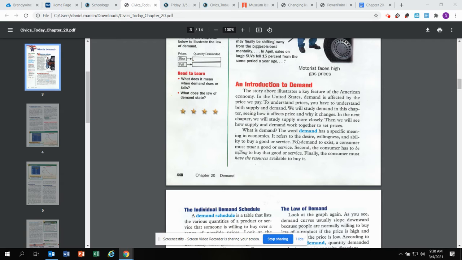What is demand? The word demand has a specific meaning in economics. It refers to the desire, willingness, and ability to buy a good or service. For demand to exist, a consumer must want a good or service. Second, the consumer has to be willing to buy that good or service. Finally, the consumer must have the resources available to buy it.